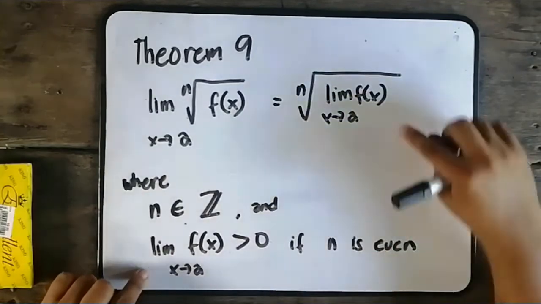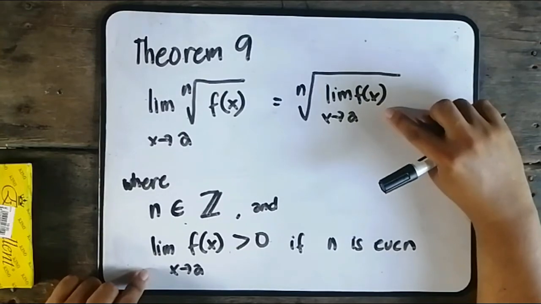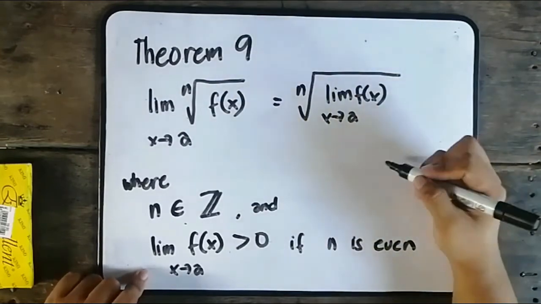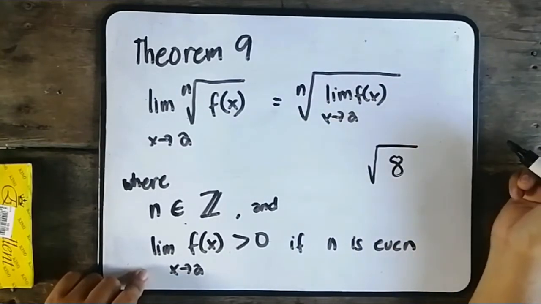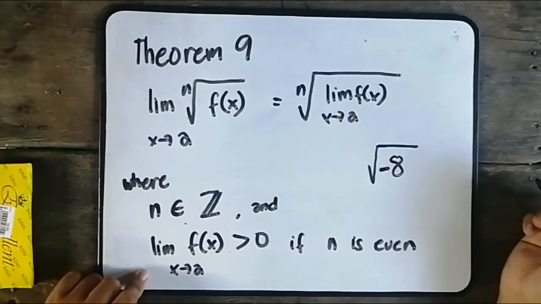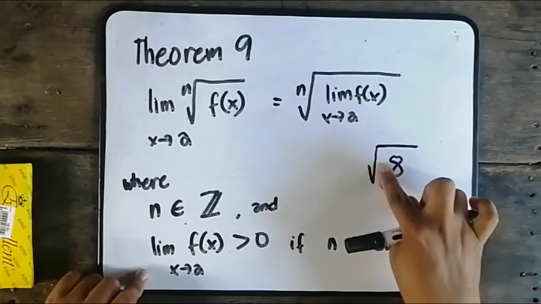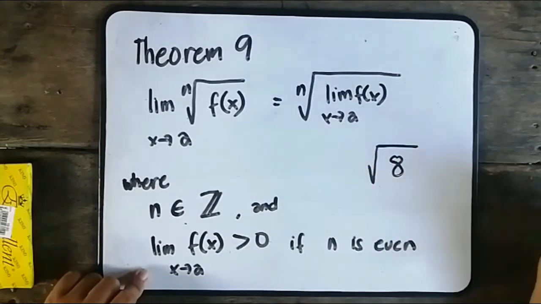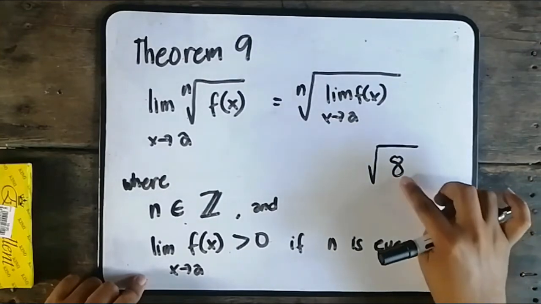And dapat yung limit natin dito sa loob, greater than 0 dapat siya if n is even. Tama naman, di ba? If we have square root of 8, so merong value yan. Pero kapag square root of negative 8, wala, imaginary. So dapat kapag even siya, positive dapat yung nasa loob. Kapag naman n is odd, so kahit ano yung nasa loob pwede. Okay?